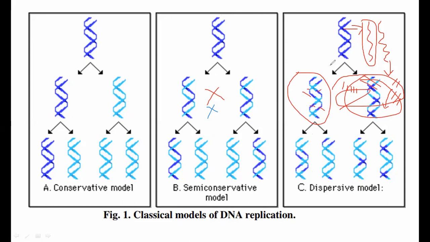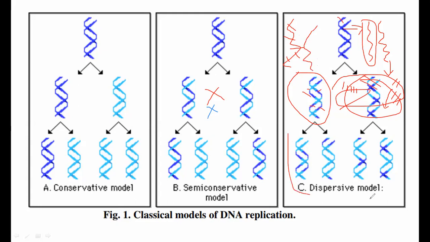सो डिस्पर्सिव मींस ये जो पुराना अपना जो मदर डीएनए है, जो टेम्पलेट है, it breaks into small fragments and each fragment synthesizes a new DNA. After the synthesis is over, the fragments from this template and the fragments of newly synthesized strand randomly join together and they make a DNA, double-stranded DNA. That's why it's called as dispersive.